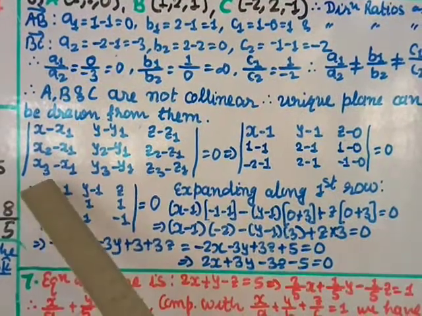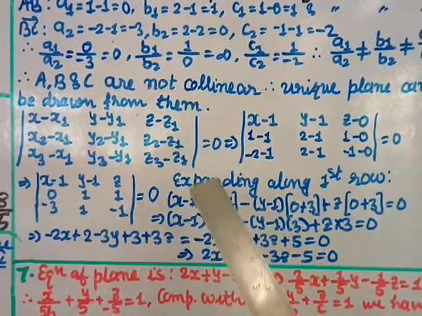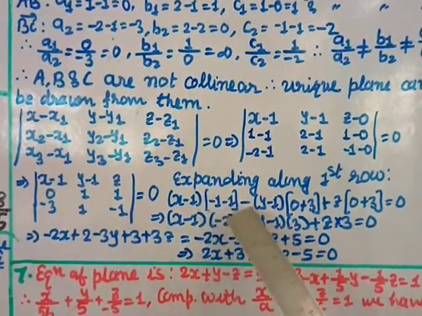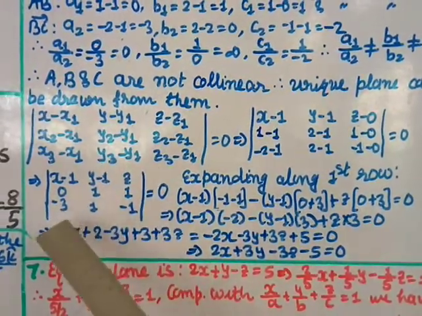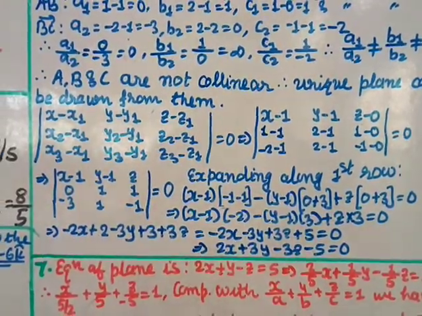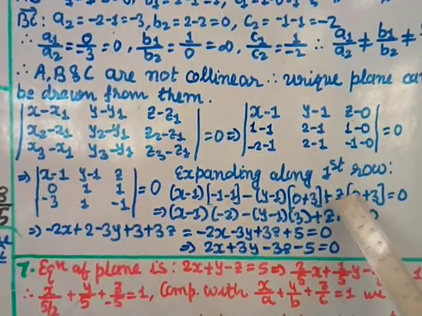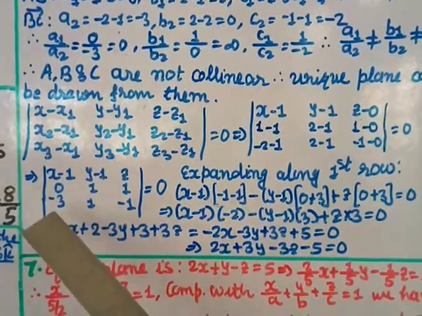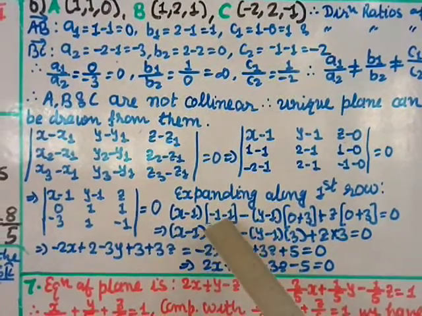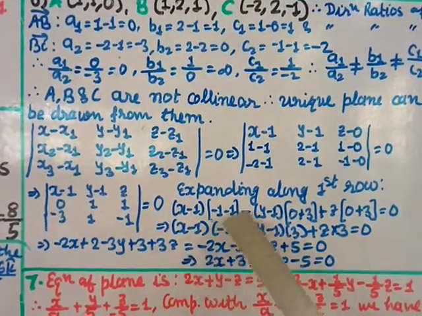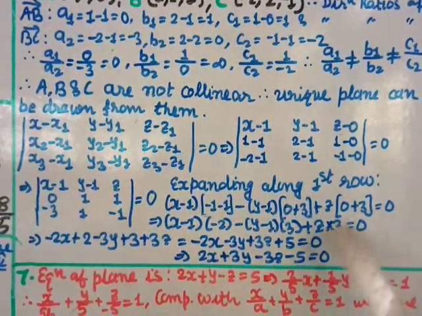So x minus 1 as it is, right, and you will do the cross multiplication. 1 into minus 1 is minus 1, minus 1 into 1 is 1, so minus 1 minus 1 is minus 2. Then minus y minus 1: 0 into minus 1 is 0, minus 3 into 1 is minus 3, but there is a minus in the formula, so it comes 0 plus 3. Plus z: 0 into 1 is 0, minus 3 into 1 is minus 3, but then again minus is in the formula, so it becomes plus 3, equal to 0. So this is minus 2 for x minus 1, minus y minus 1 as it is, 0 plus 3 is 3, plus z, 0 plus 3 is 3, equal to 0.